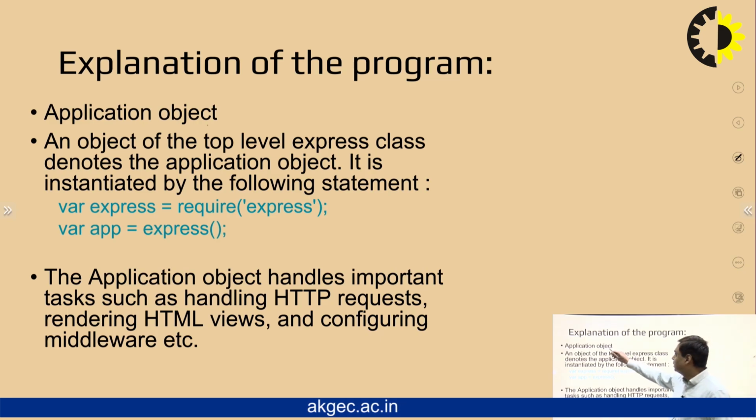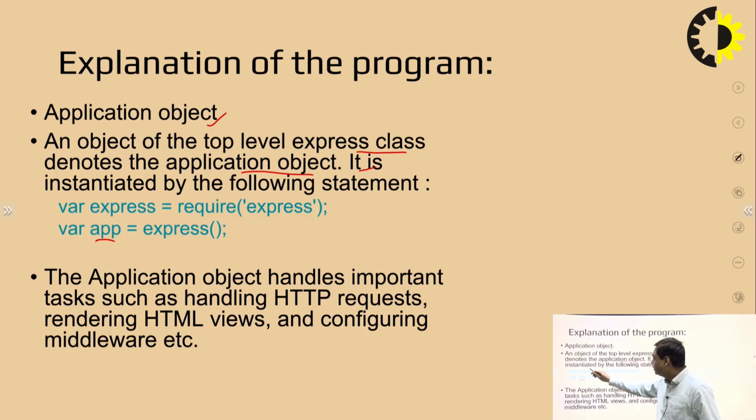We are using an application object. An object of the top level express class denotes the application object. It is instantiated by the following statement. So this is the importing of the express framework, and then we are creating the application object. The application object handles important tasks such as handling HTTP requests, rendering HTTP views, and configuring middleware, etc. So this object is responsible for handling the request as well as the response object.